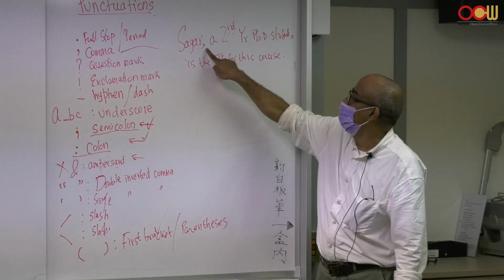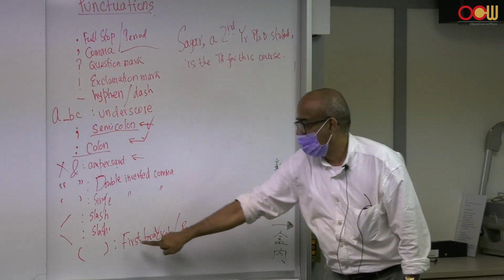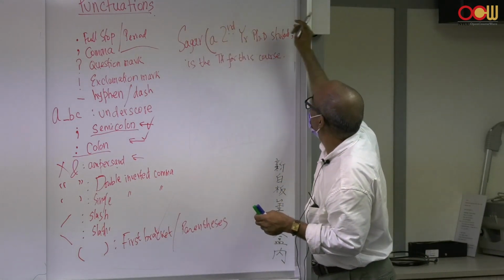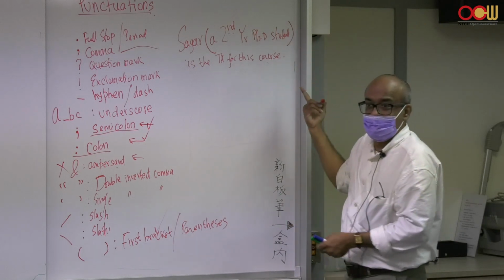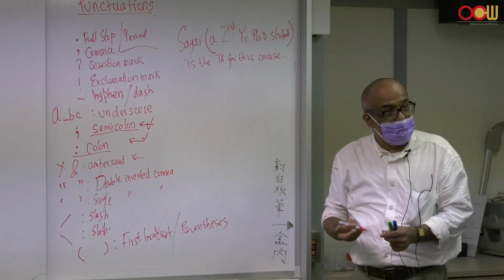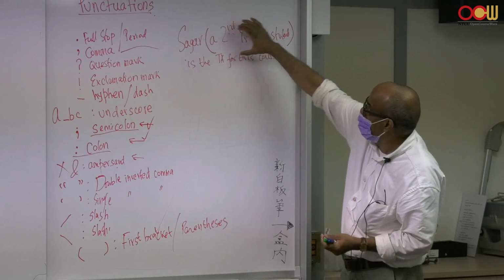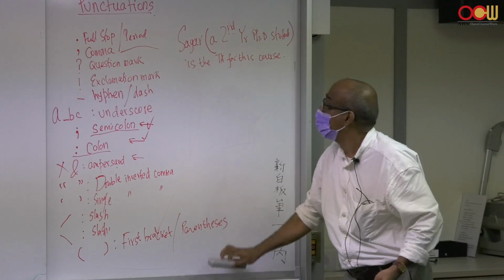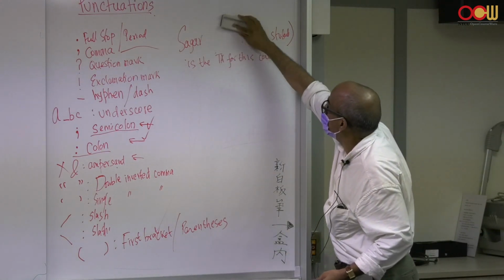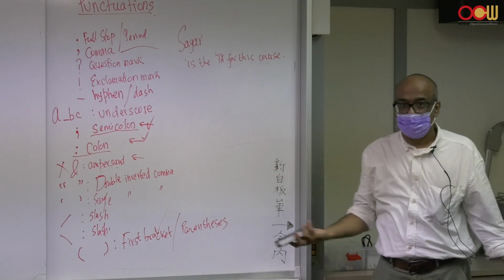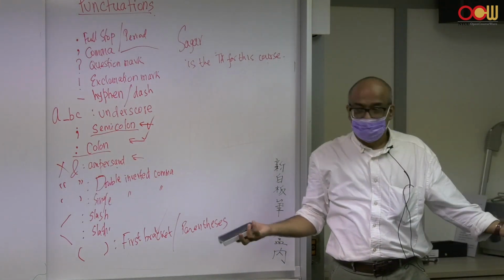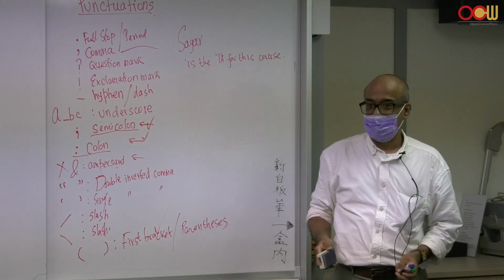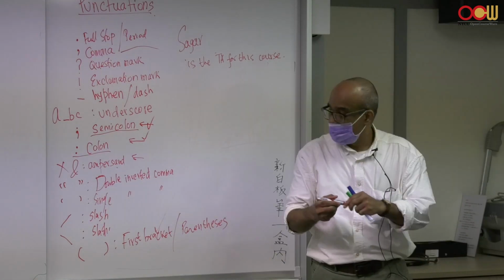Why I say that these two commas behave like a parenthesis. So it's just like this. Why? Because if you remove this part, the sentence is still okay. If you remove that part, Sagar is the TA for this course, is still okay. So this is the use of two commas, and you will have to use it mostly. All of you need to use this.